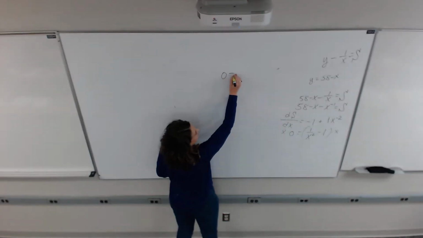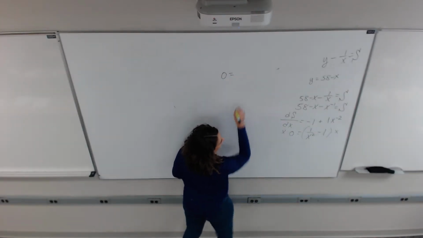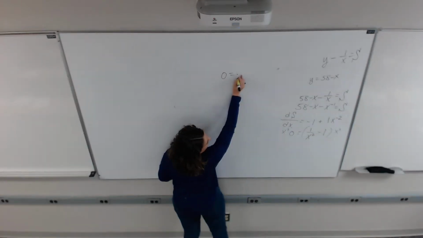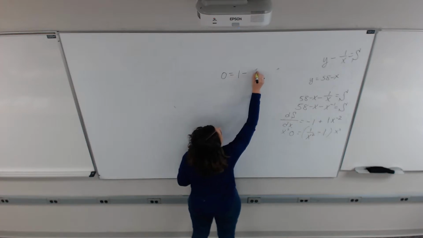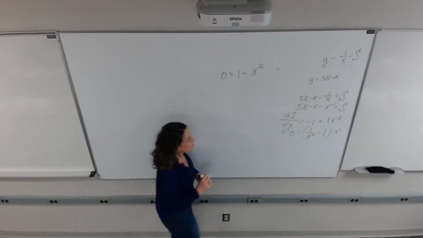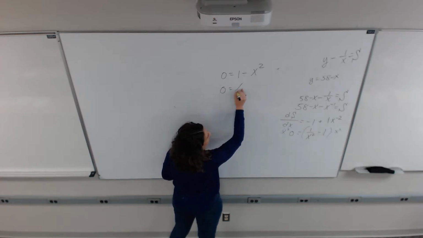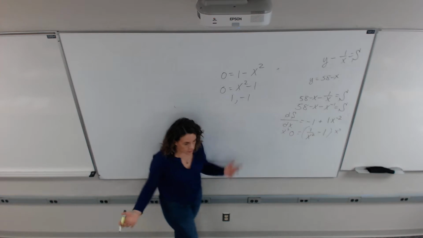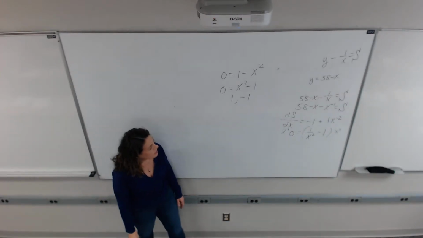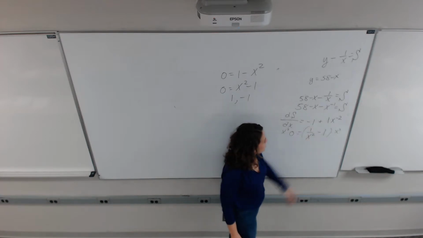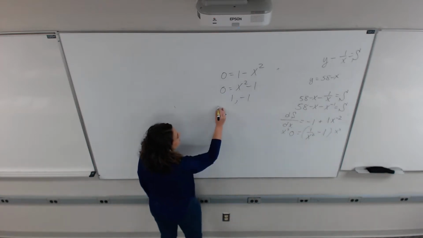And that gives us 0 equals, oh, it should be x squared. Get rid of it. So that gives me 1 minus x squared. You could multiply through by negative 1 to reverse the signs. X squared minus 1, so you get 1 and negative 1 as your critical values. I might go ahead and do the second derivative just to see.